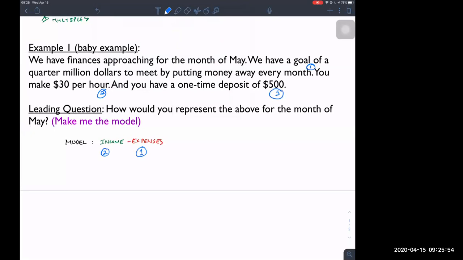Well, if you're depositing the money, you're depositing it into somewhere else. You're not making that money, right? Or if you want me to be more specific, you have a one-time deposit of $500 to pay, right? But the intention is that that $500 deposit is another expense, right? So your model, again, is made up of income minus expenses.